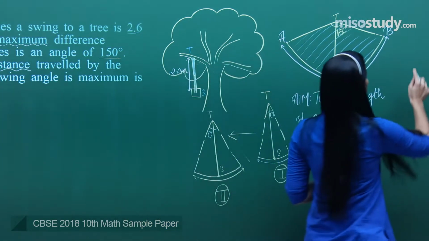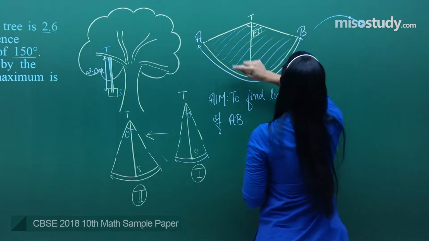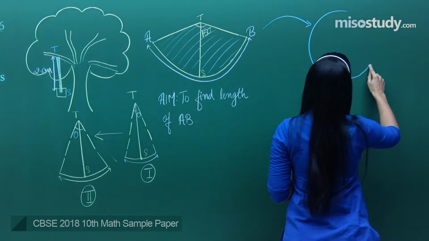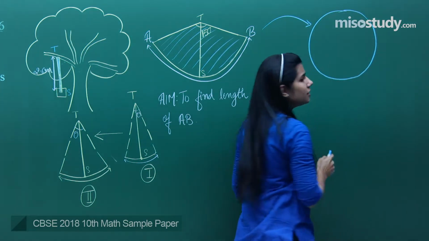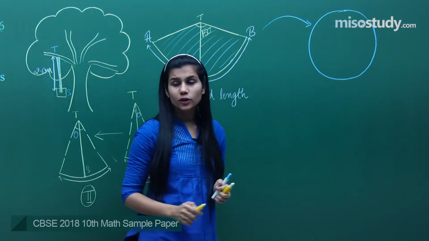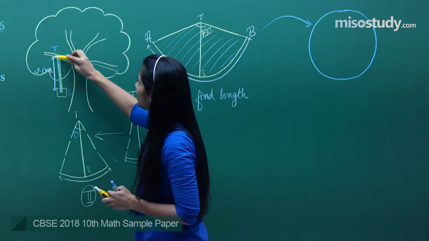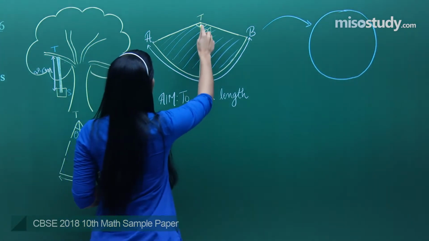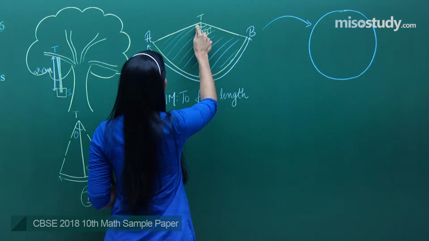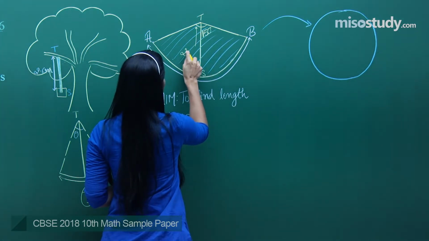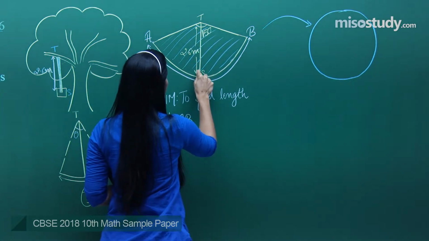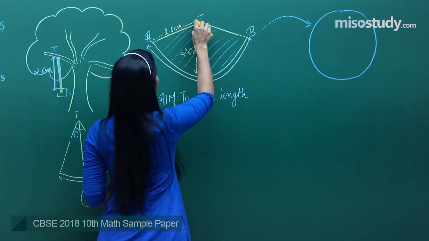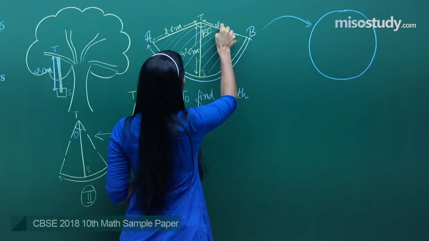Sector of what? I am trying to say that if I try to make a circle with this portion, now, don't forget there is one more thing given in the question. The length of the rope from the tree to the swing was 2.6 meters. So over here from the tree to the swing, this distance is 2.6 meters. In fact, this itself is also 2.6 meters and this is also 2.6 meters.